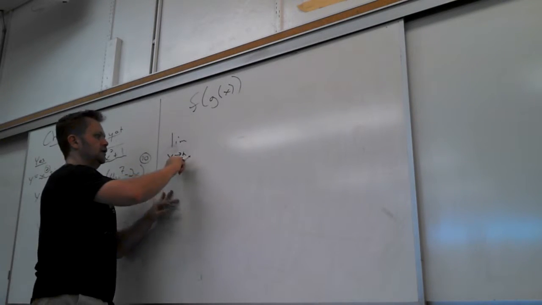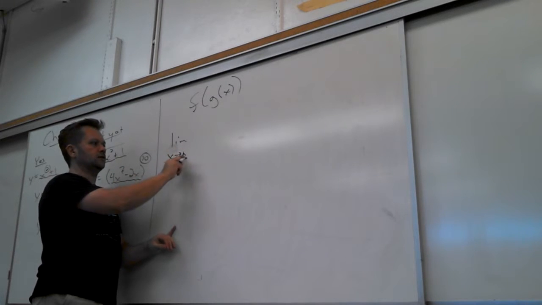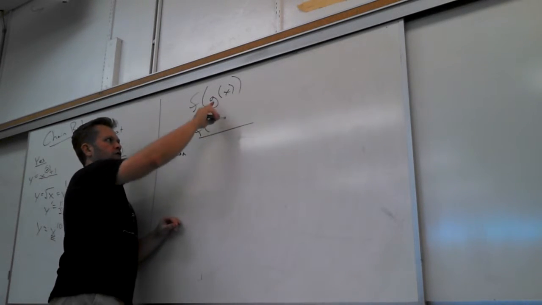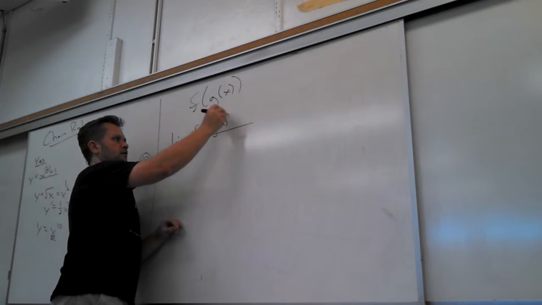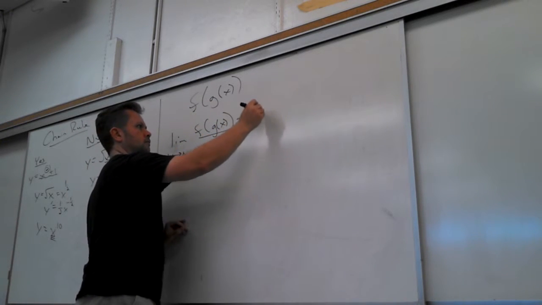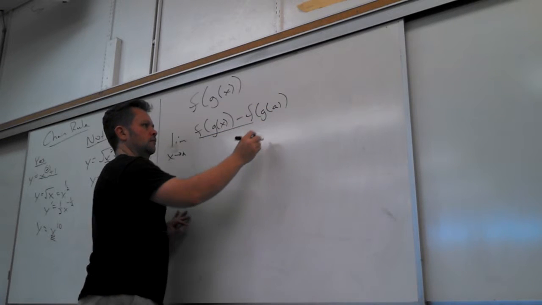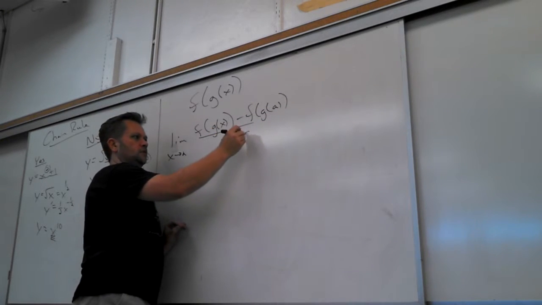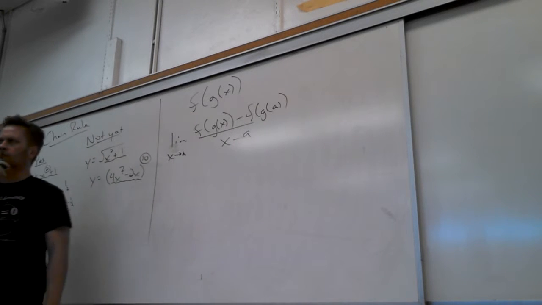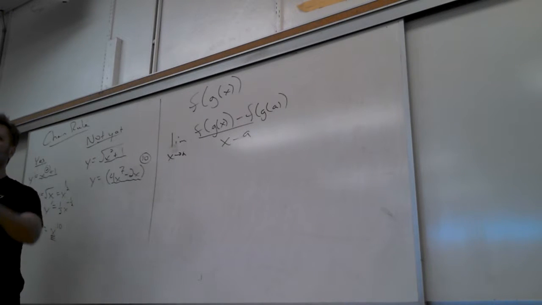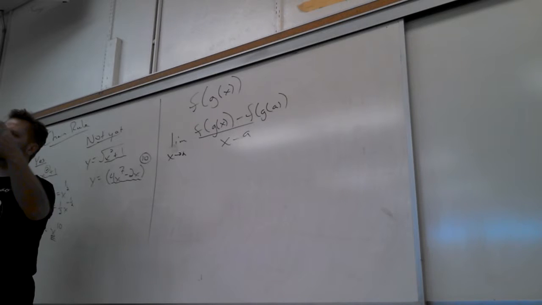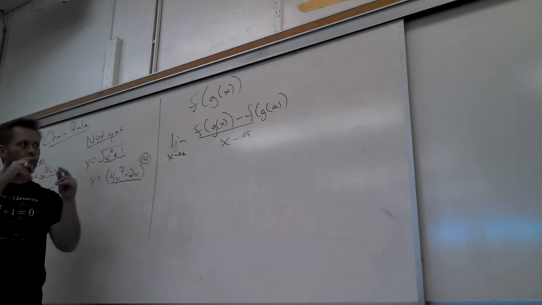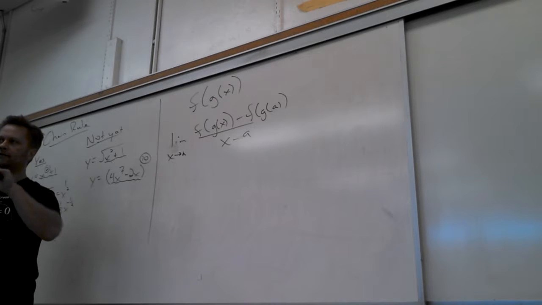What would it look like if, instead of h goes to 0, I used x goes to a? Who remembers what that looks like? f of g of x, minus f of g of a, all over g of x minus a. Cool. Now for the proof of the product rule, we had to add and subtract the same thing. For the proof of this, we're going to multiply and divide the same thing.